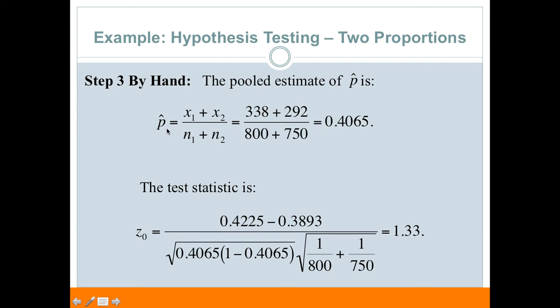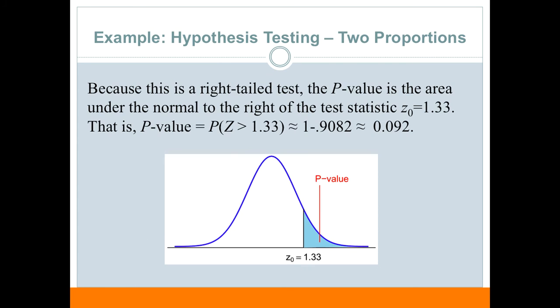But the pooled estimate is going to be found by taking the number of households with internet access, which was the 338 and the 292, and dividing by the total, which was the 800 plus the 750, and we get a pooled estimator of 0.4065. The reason we do this is because we use it down here in our test statistic. The test statistic looks something like this, using the formula from a couple of slides back. We get a value of 1.33 for our test statistic.